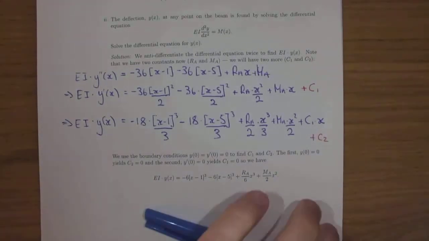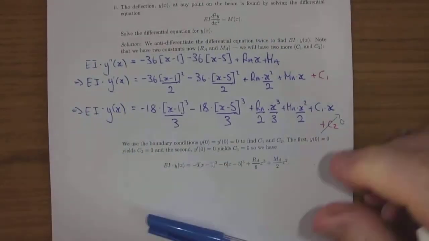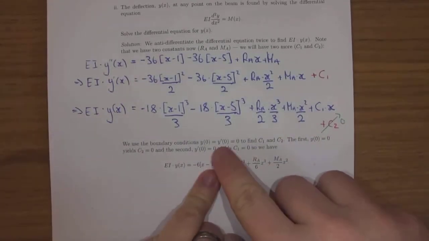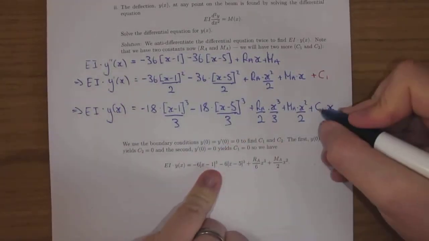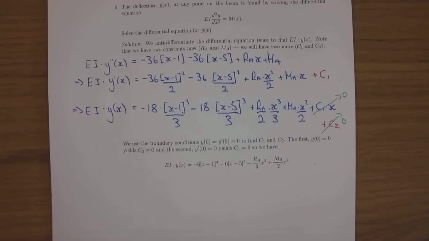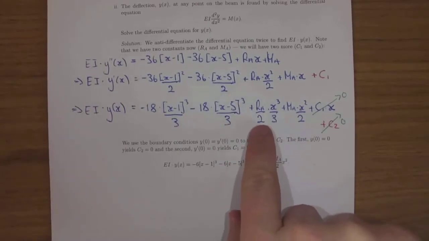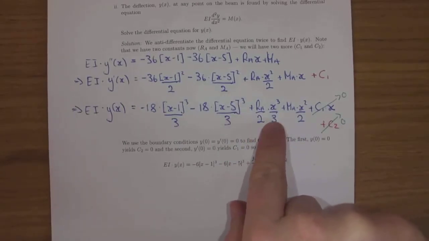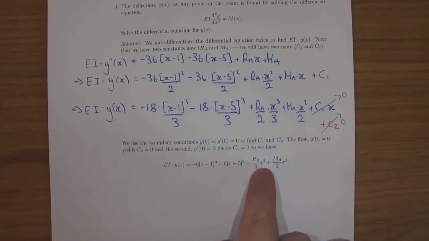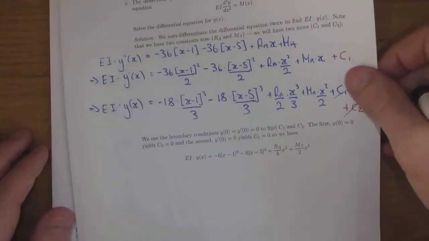Now, use the boundary conditions. C2, for any beam whatsoever in Math 7019, is 0. And for fixed ends, because the slope at 0 is 0, you find that C1 is also equal to 0. If you do that for simply supported, you're just going badly wrong. But for fixed ends, yes. So what we end up with is EI times y of x. 18 over 3 is 6. So this is half by a third, which is a sixth. So you've got RA divided by 6, x cubed, plus MA over 2, x squared. And what we want to do now is find RA and MA.